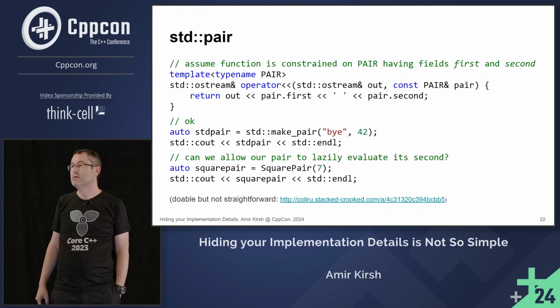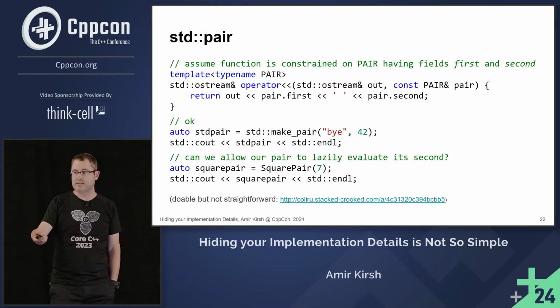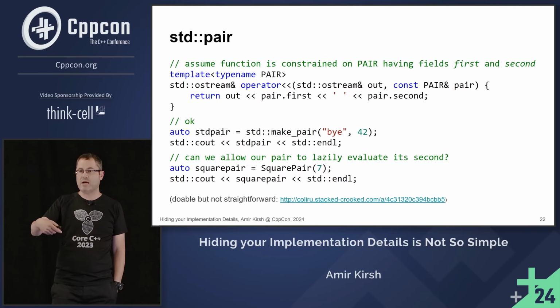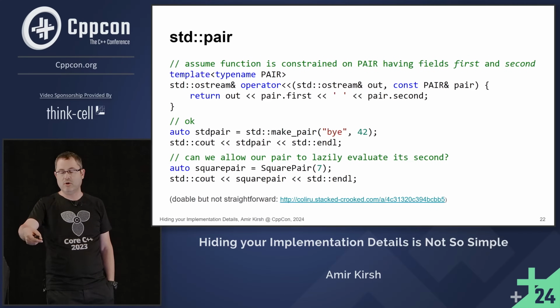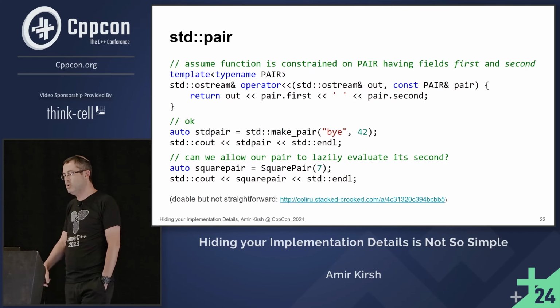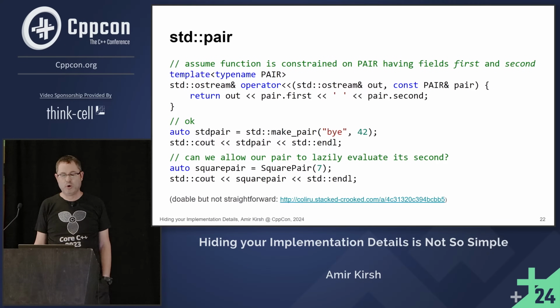So if you still want to behave like a pair and have a second which is lazy, the way to do that is with a proxy class. You could have a member which is a proxy class with a casting operator, and only when the casting operator is called, then you evaluate the actual value. But it would be a bit complicated. I mean, you can do that, but that shouldn't be your approach to begin with.